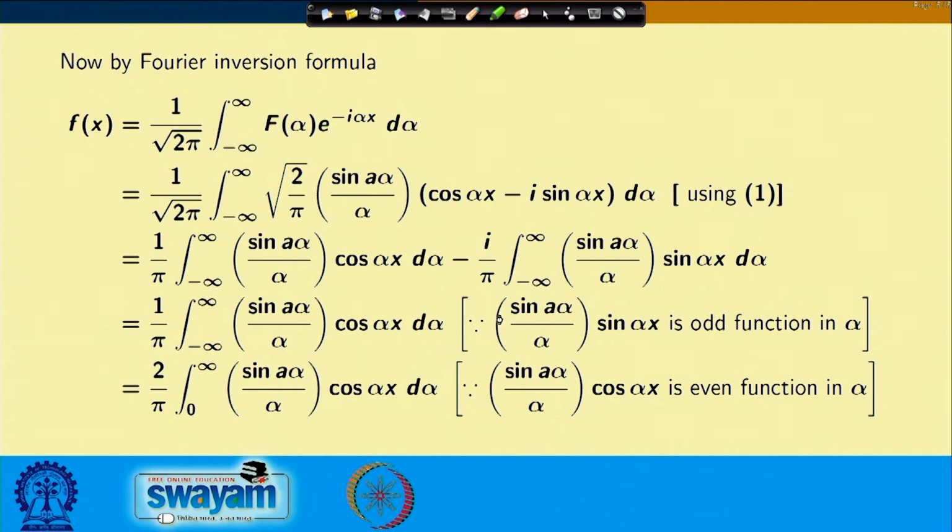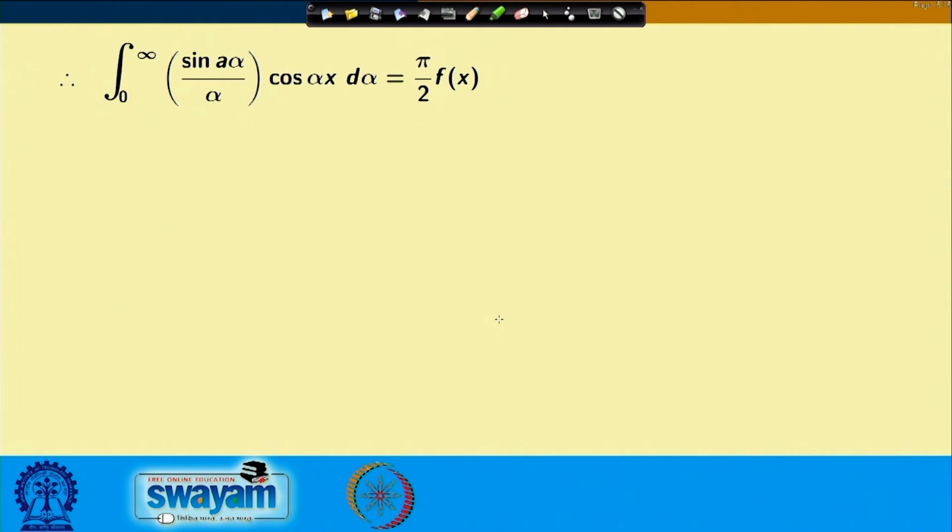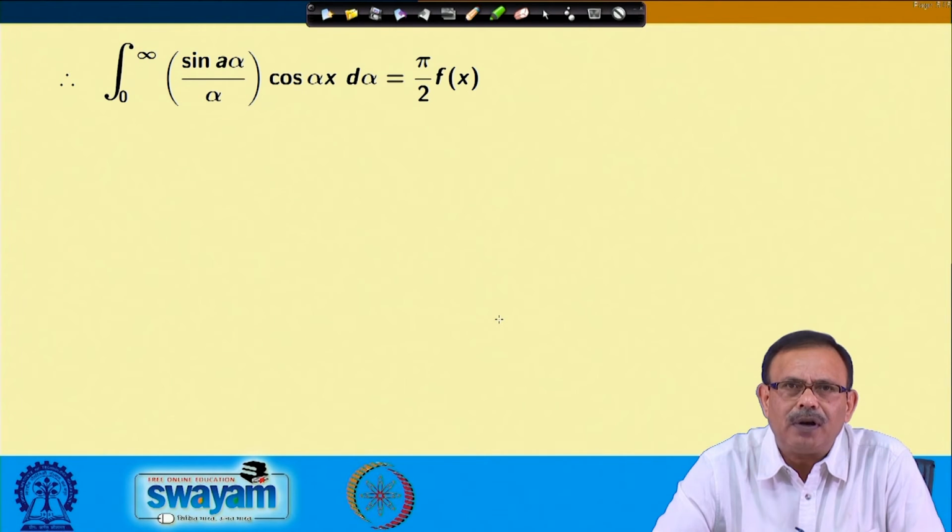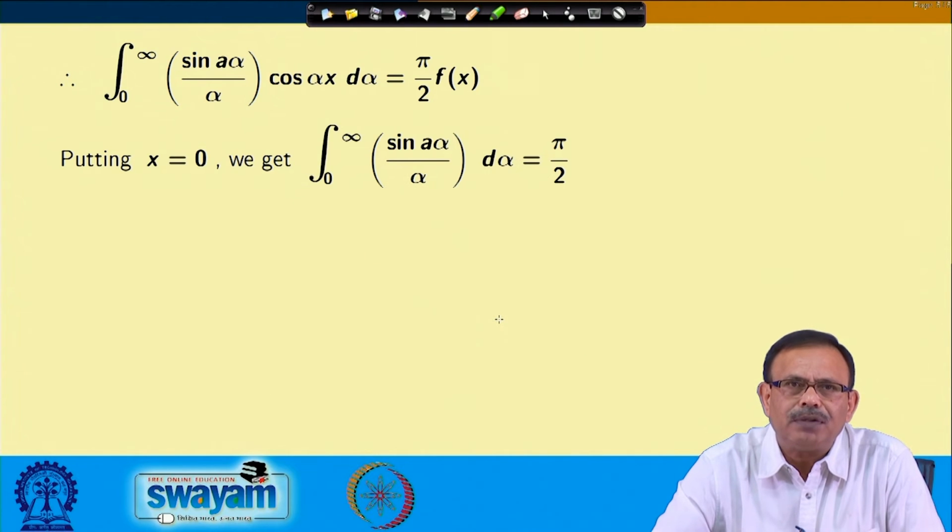So, from here I can write down the integral from 0 to infinity of sin(aα)/α cos(αx) dα equals π/2 f(x). If I substitute x equals 0, I will obtain the value of the integral of sin(aα)/α dα equals π/2. At x equals 0, the value of the function is 1, but I have to find the value of the integral from 0 to infinity of sin(at)/t, sin t by t.